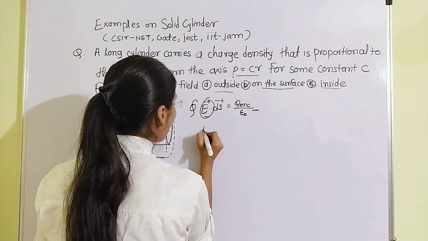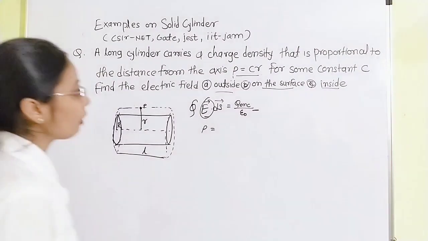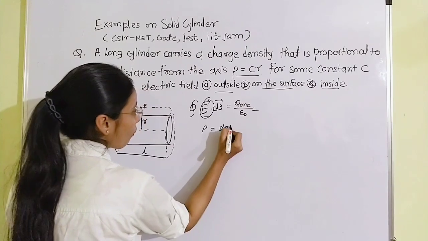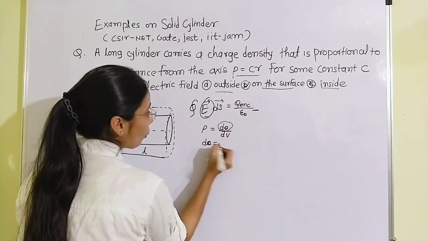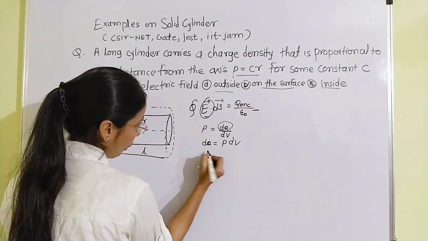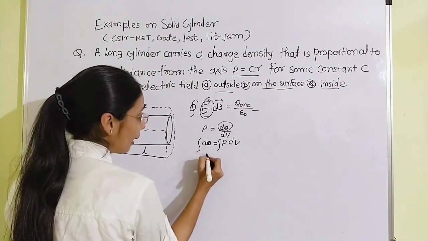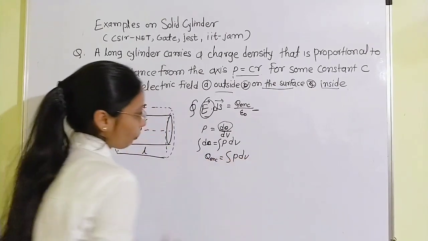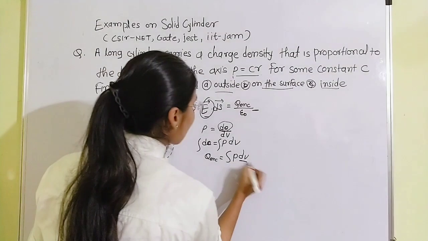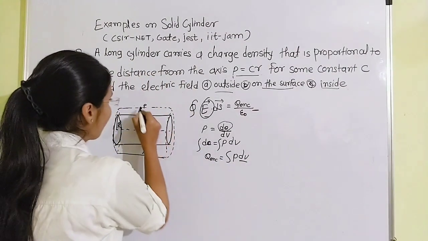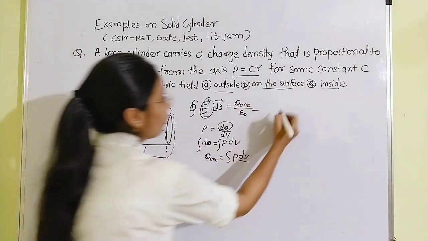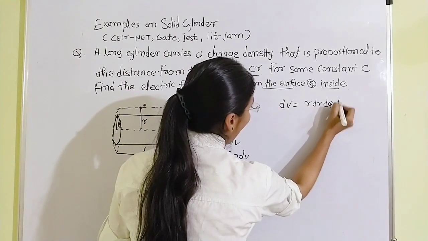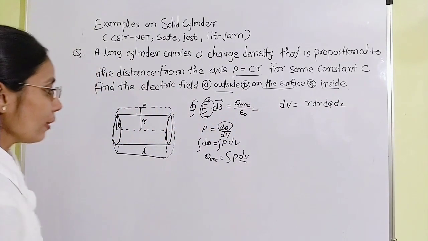We know that the charge density rho is equal to dq by dv. So dq is equal to rho into dv. When we integrate this, we will get q enclosed is equal to integral rho dv. So here dv for the cylinder. This is the radius r. So the dv for cylinder is r dr, d phi and dz.